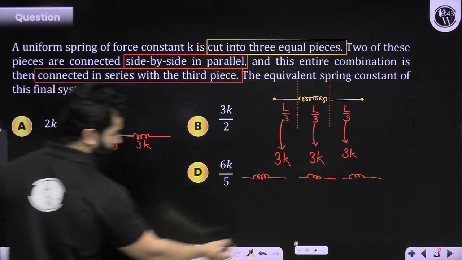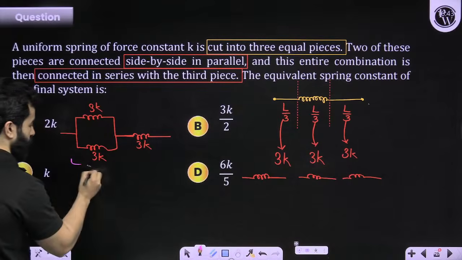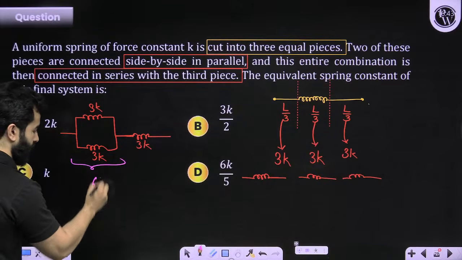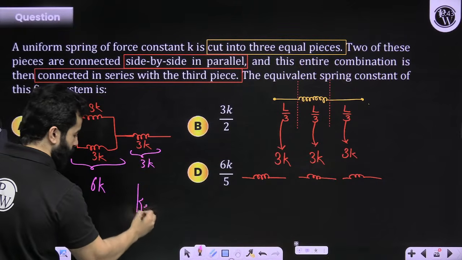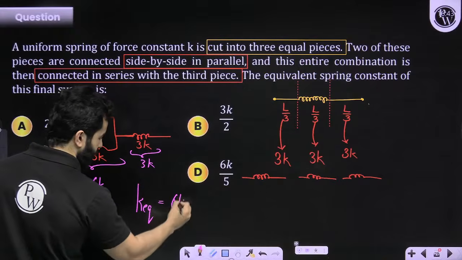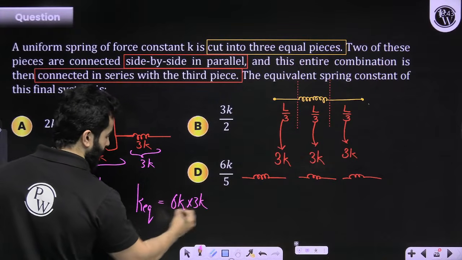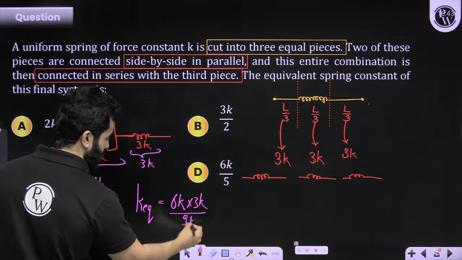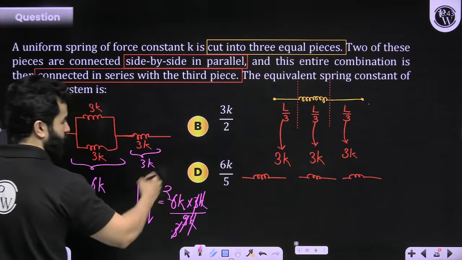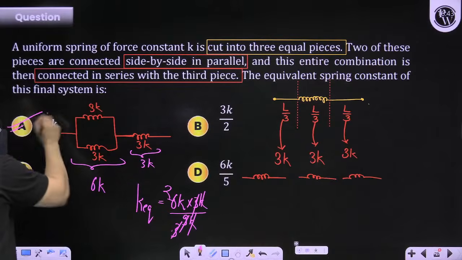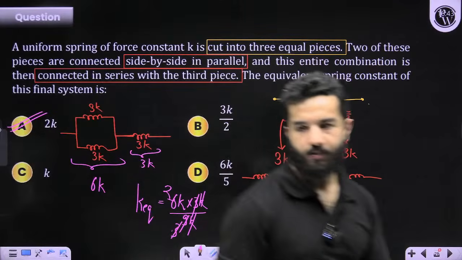Now, the parallel combination means that this is 6K and this is 3K. So finally the K equivalent will be 6K multiplied by 3K divided by 9K. K and K cancel out, this becomes 3, this becomes 2, that means the answer will be 2K. Answer is going to be 2K, my dear friends.